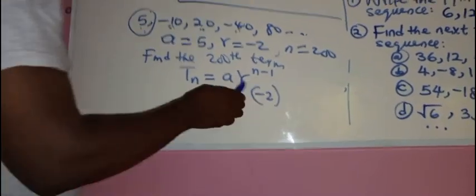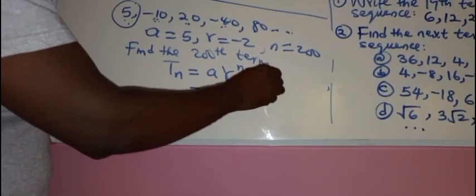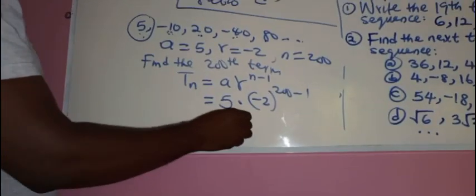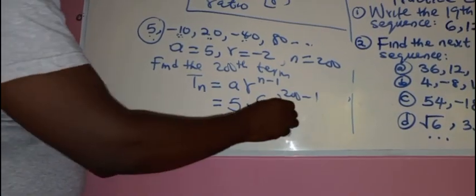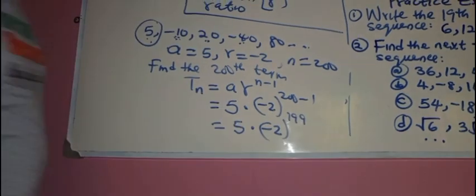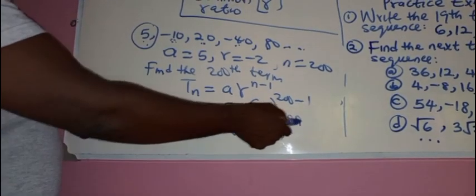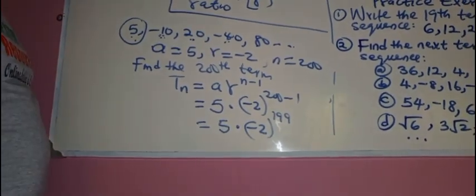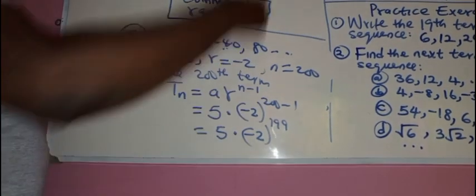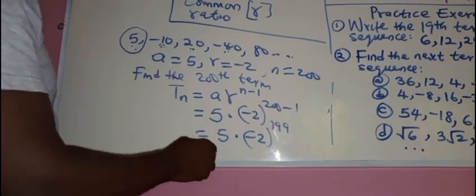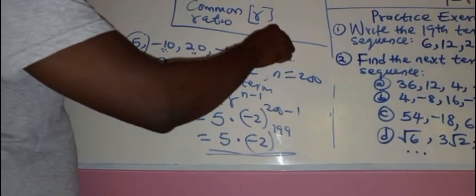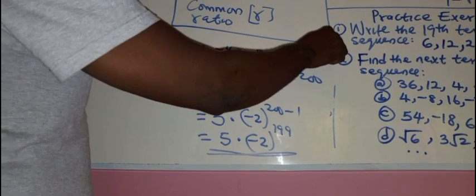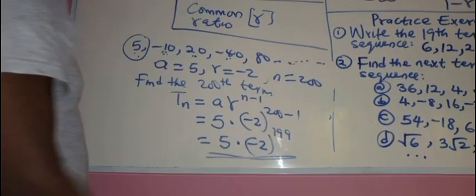Okay? Then n is 200, 200 minus 1. So this will give us 5 dot minus 2 raised to 200 minus 1, which is 199. So that means minus 2 in 199 places. It doesn't need to be too much for you to multiply: minus 2 times minus 2 times minus 2 times minus 2. So you can leave your answer like this. Is that clear? So the nth term at the 200th position will be this.